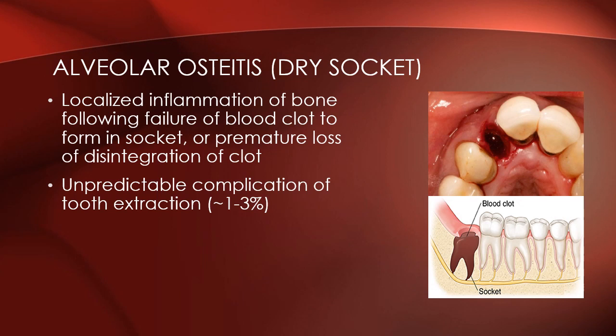Alveolar osteitis, or dry socket: it is a localized inflammation of the bone that occurs due to either a failure of a blood clot to form in the socket or a premature loss of the clot. In about 1 to 3% of cases, dry socket occurs as an unpredictable complication of tooth extraction, as in the figure below. When the third molar was extracted, the blood clot failed to form in the socket, and that is the cause of the dry socket.